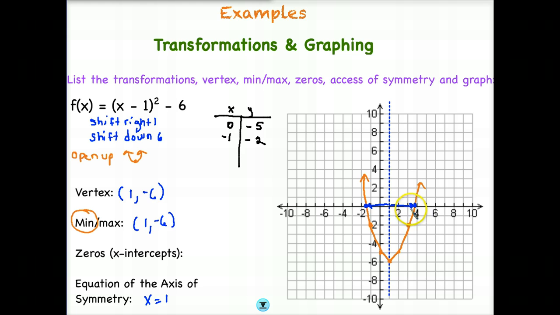So I'm going to call this one 3.5, and I'll call this one -1.5. So we have a -1.5, and we have a 3.5. And again, these are just approximations. Okay. All right. And now we have listed transformations. We have found our vertex, our minimum maximum values are 0. We have drawn in our axis of symmetry as well as written the equation for it, and we have graphed this.